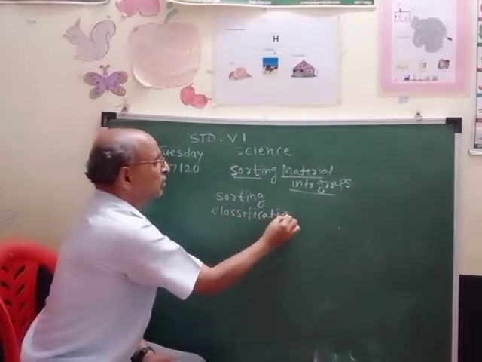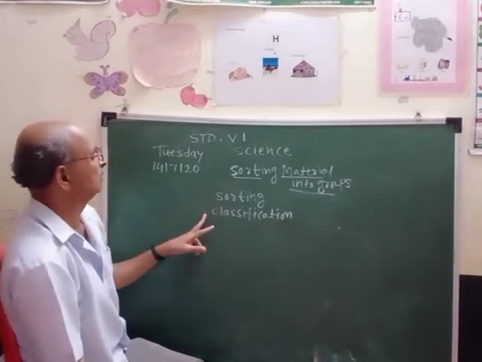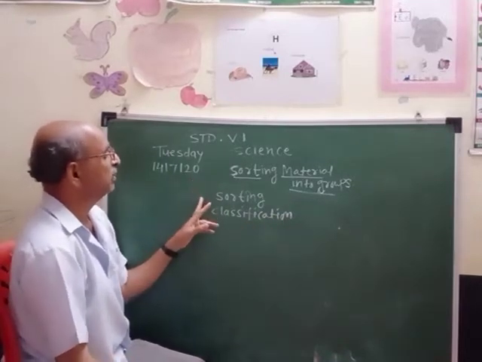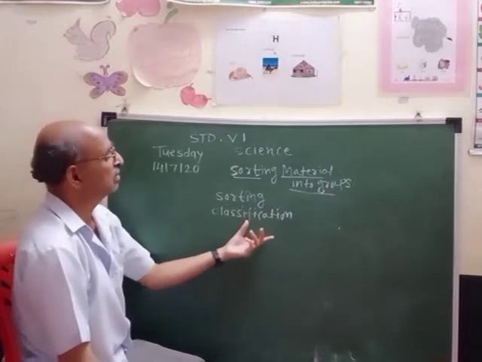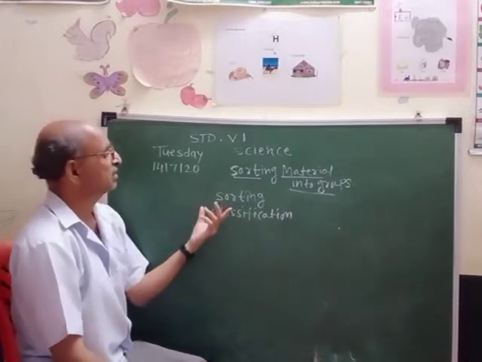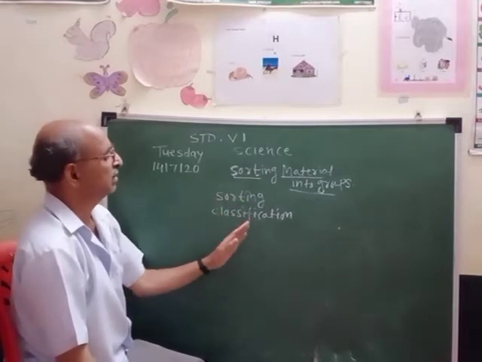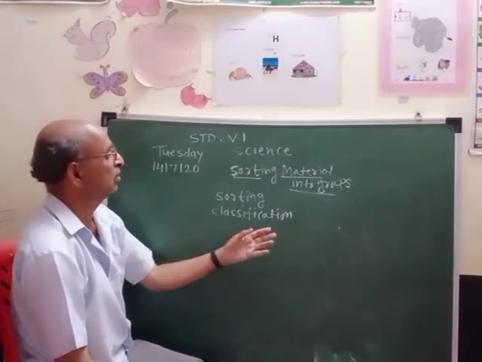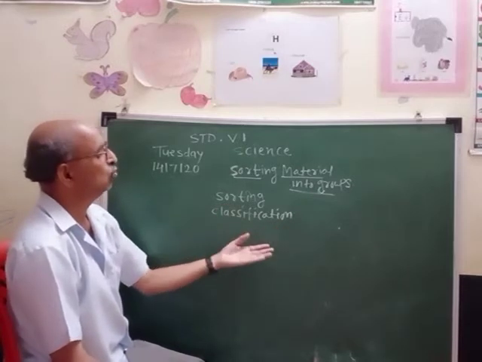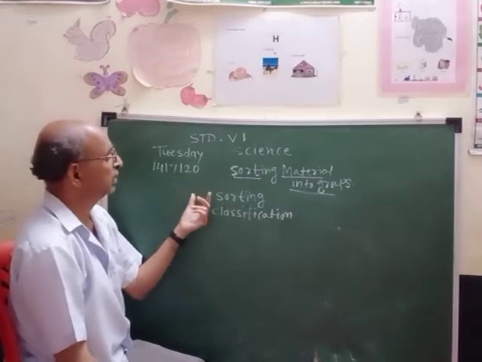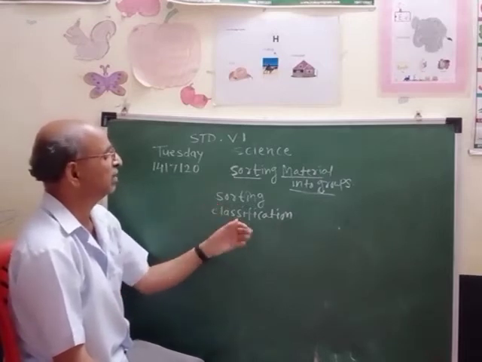Both these systems help us to categorize, which means our work becomes easier. We can find things properly. The example I gave yesterday was in the mall, where there are separate sections: plastic section, grocery section, toiletry section. So whatever you want, you can easily find. That is the use of sorting and classification.